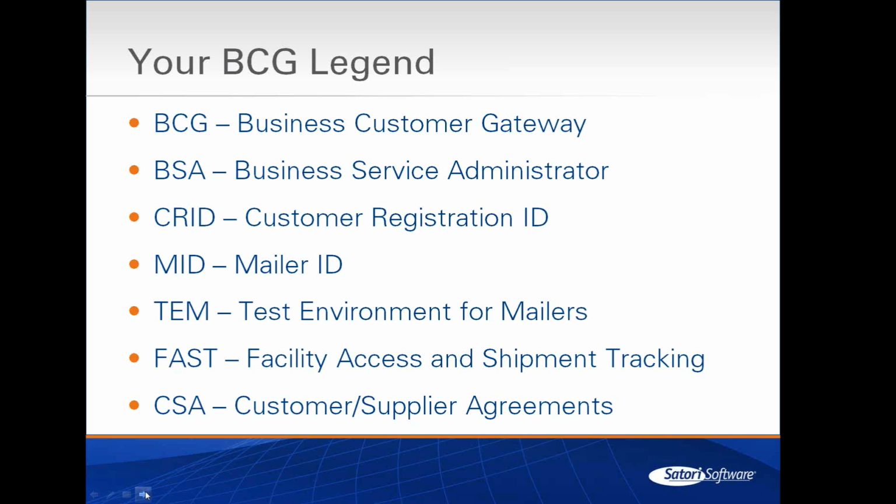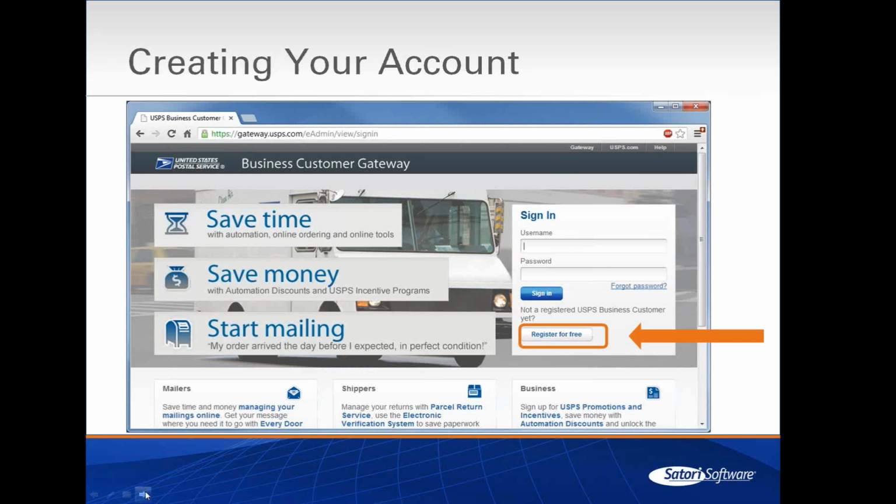And then there's one more acronym here, and that's the CSA, or the Customer Supplier Agreements. CSAs are an agreement that the post office has with first-class mailers that defines the way that they're sorting their mail. So now that we've got the alphabet soup out of the way here, let's talk a little bit more about the Business Customer Gateway itself.